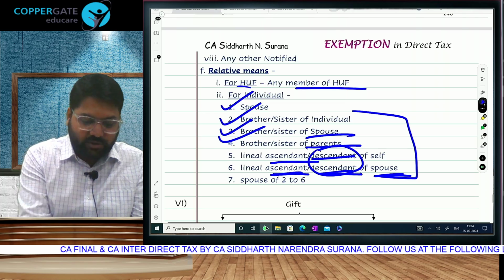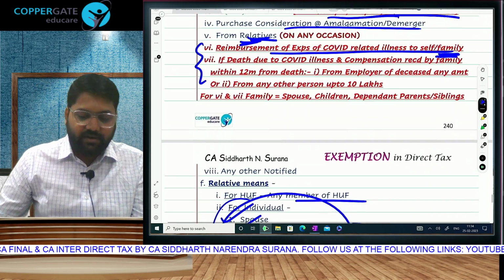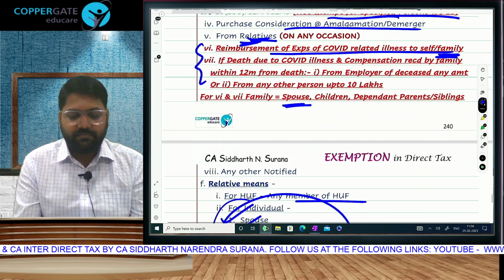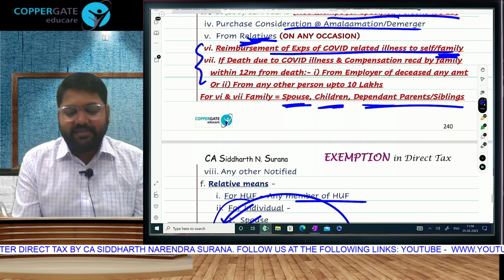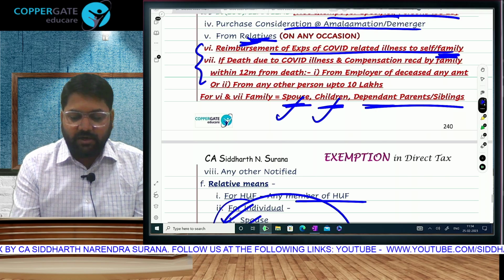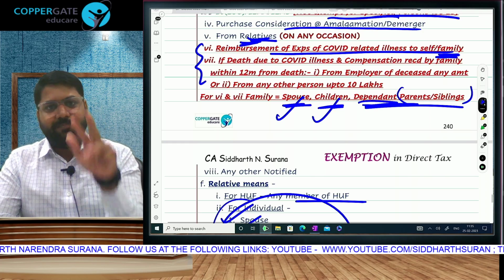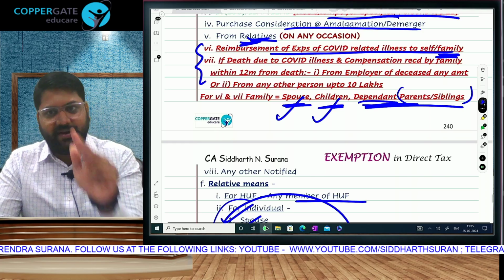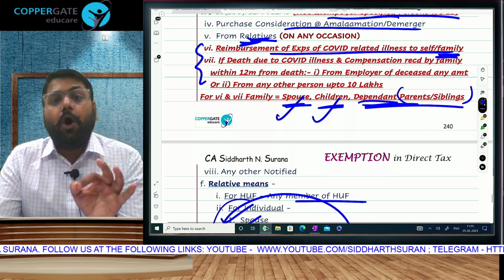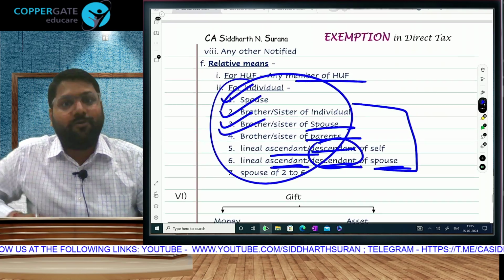For exempt gift, so many people are relatives. Your father's and mother's brother, sister are also your relatives. But your family is only spouse, children and parents and siblings if dependent. So spouse and children, whether dependent or independent. But parents and siblings only if dependent. Spouse, children, dependent parent, dependent siblings. For COVID illness exemption, only this much is family. But for gift exemption, all of them are relatives.